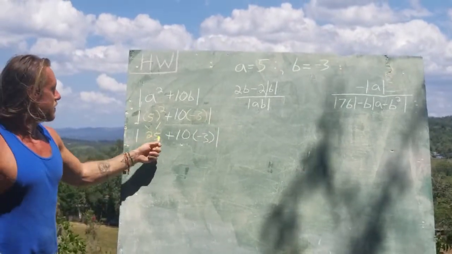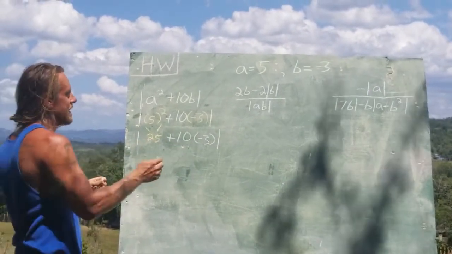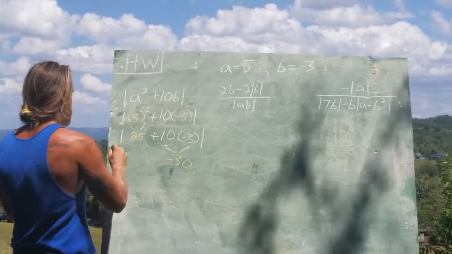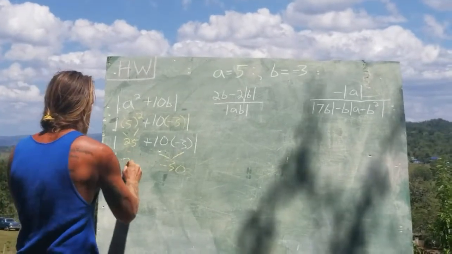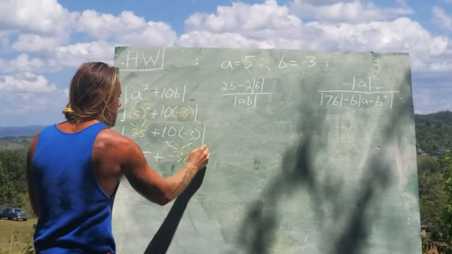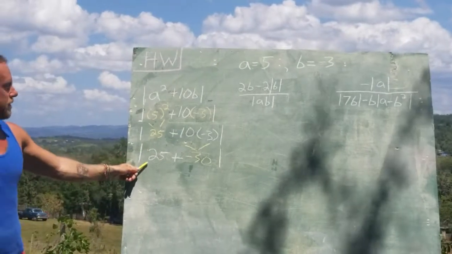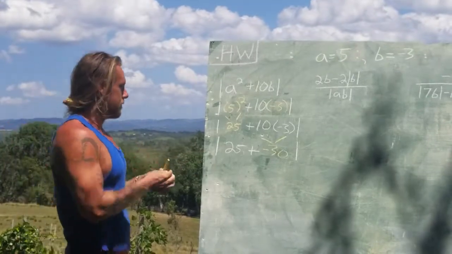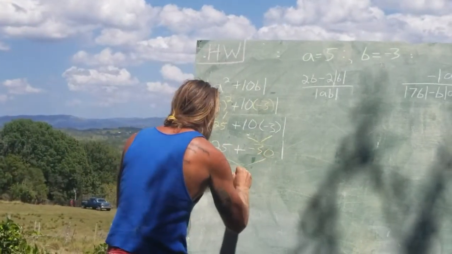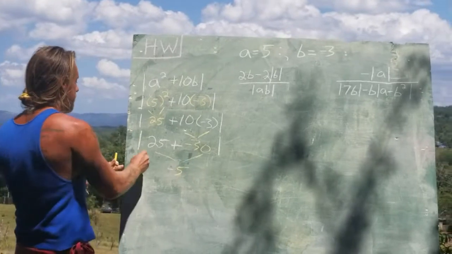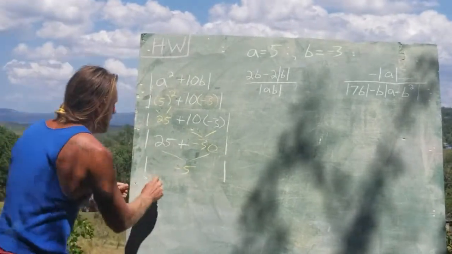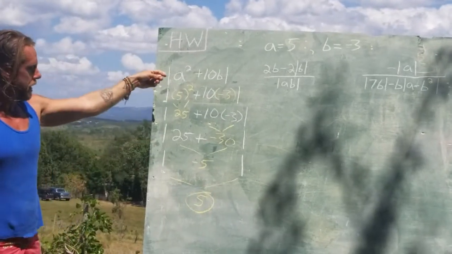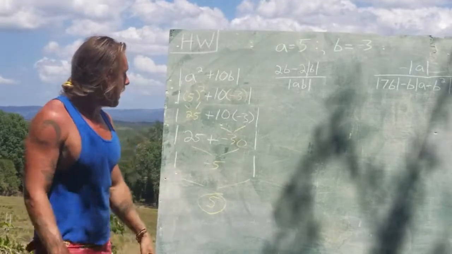Okay, next thing we do, not addition, we do multiplication. 10 times a negative 3 is a negative 30. Again, we're taking the absolute value of this whole thing at the end. All right, now we have 25 plus a negative 30 is a negative 5. And the absolute value of negative 5 is a positive 5. So very good. So this whole thing simplifies to a positive 5.